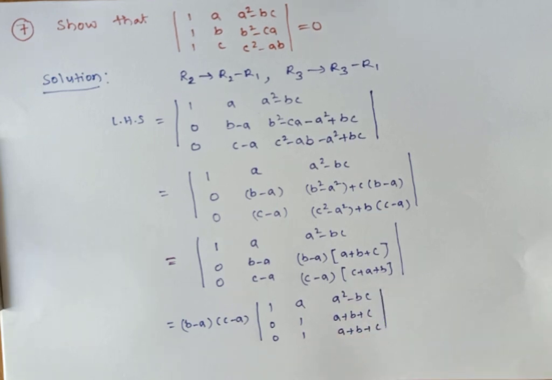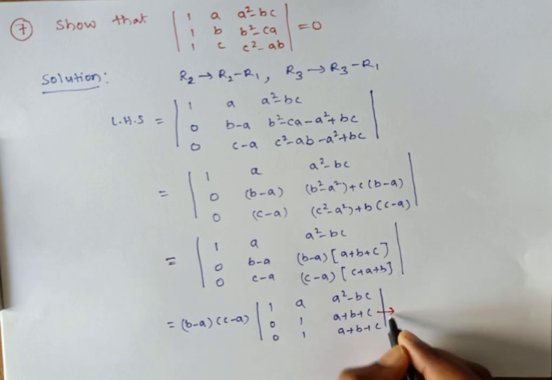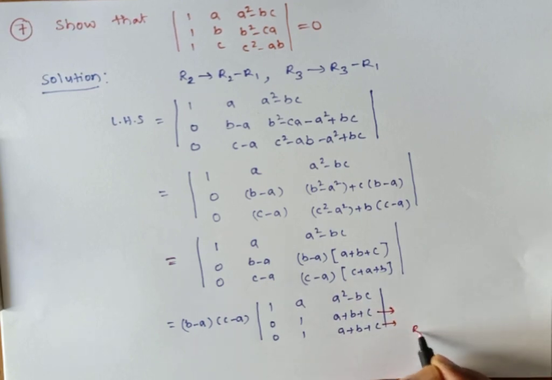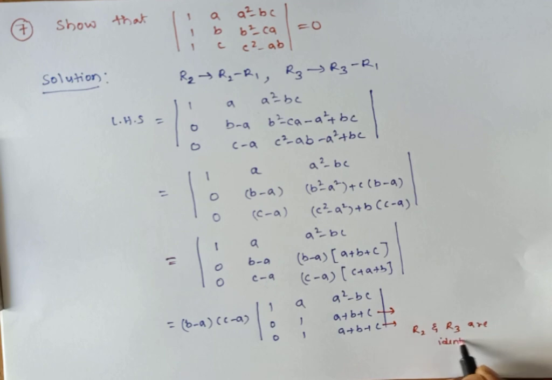Now here you can observe row 2 and row 3. Row 2 and row 3 are identical. If any two rows or columns in a determinant are identical, therefore the determinant of that matrix is 0, or vanishes.